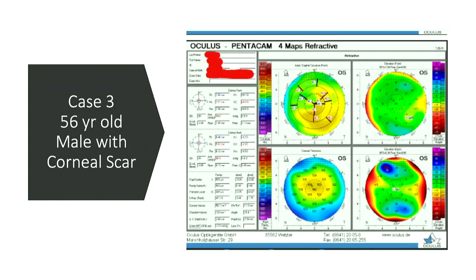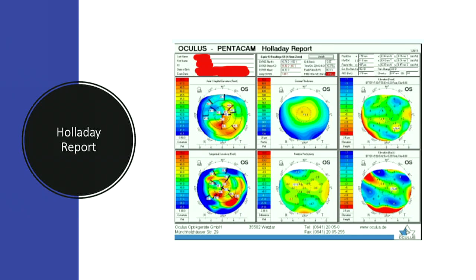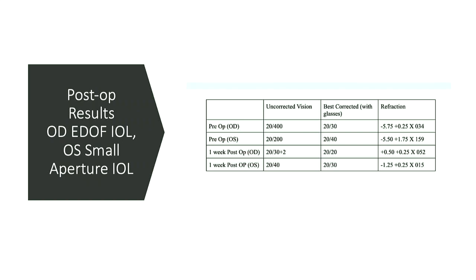Another case, a 56-year-old with a corneal scar, and again, you could see the irregular tomography there, the irregular astigmatism. And here are some results. For his right eye, which was his unaffected eye, I chose an EDOF lens.